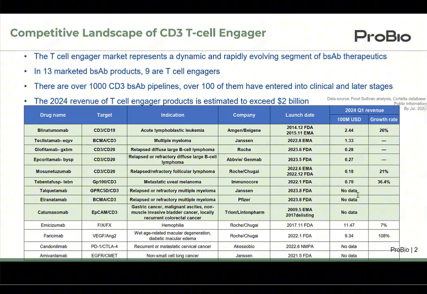The T-cell engager market represents a really fast-growing segment of the bispecific antibody therapeutics. There are so far 13 marketed bispecific antibodies, and 9 of them are T-cell engagers. In addition, there are over 1,000 CD3 bispecific antibody pipelines, and over 100 of them are in the clinical and late stage.